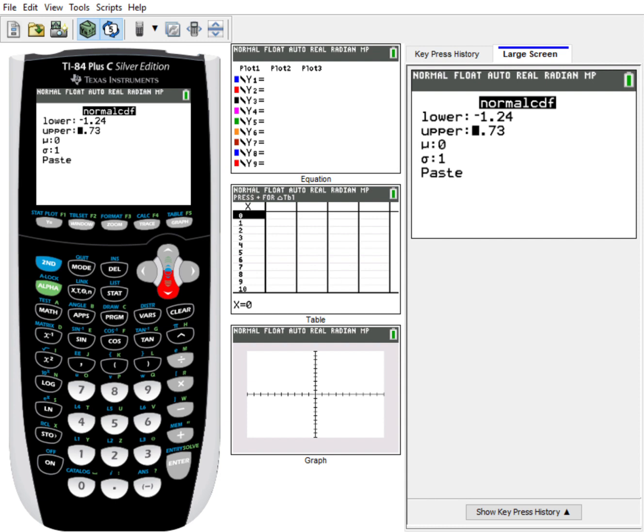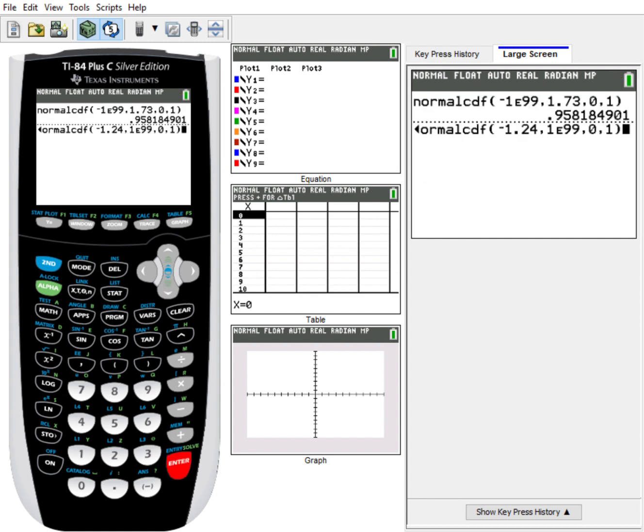The upper bound is now positive infinity. So you have 1 E99. Then you have mu, sigma, paste. Same thing for the TI-83 people. Normal CDF, open the parenthesis, lower bound, comma, upper bound, comma, mu, comma, sigma. And then you get your 0.8925, just like the answer in the end of the book.